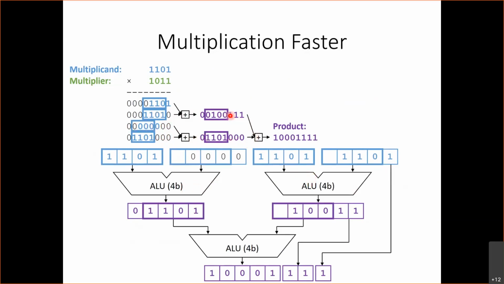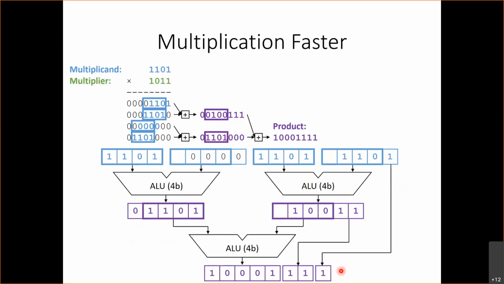When we add these two partial products, we know that these 3 bits are going to be zeros, so we don't need an adder for those. We just care about these bits over here, so we use a 4-bit ALU to add these 4 bits to get the final product. That's exactly what's going on here: an ALU to add these 4 bits, an ALU to add these 4 bits, and then an ALU to add these partial products to get the final product.